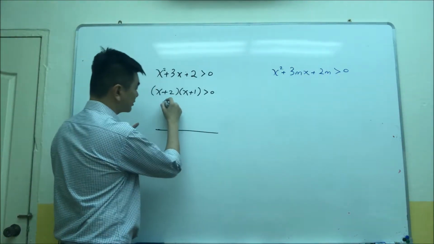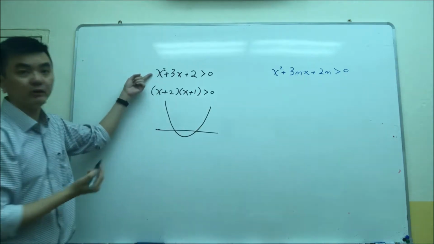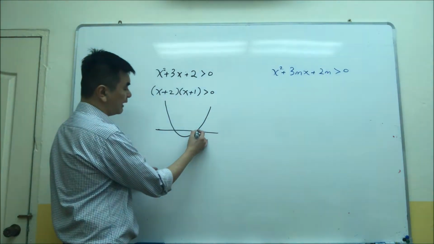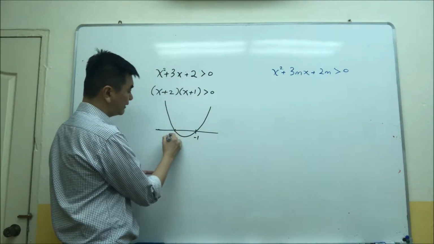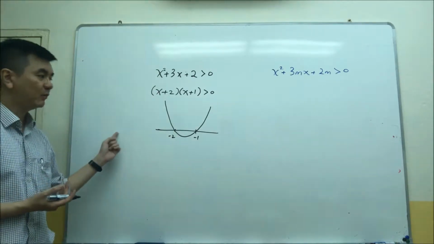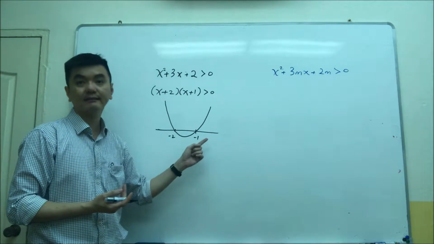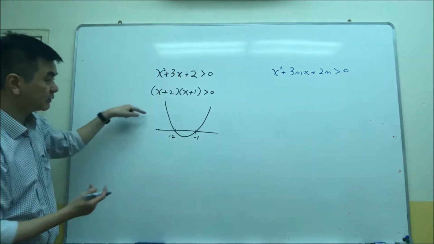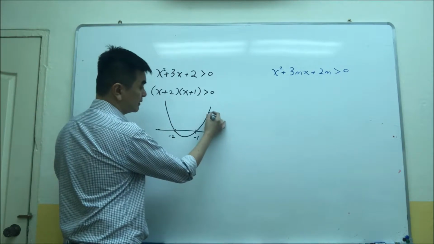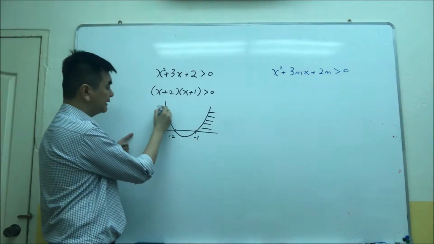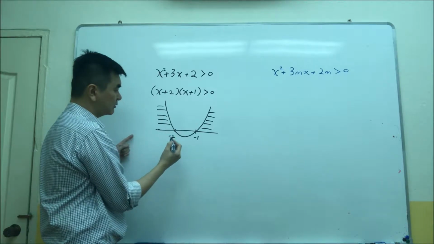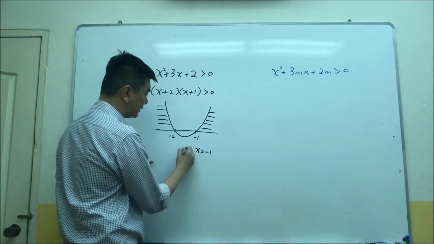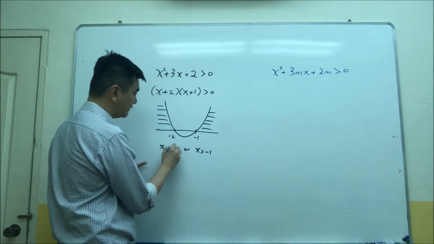So in this case, I have a quadratic curve which is a smile because my coefficient of x squared is positive. And the two critical points are minus 1 and minus 2 because these are the 2 points where the curve cuts the x-axis. So we are looking for the areas that are more than 0, which is above the x-axis. So I'm looking at this region and this region as well. So to satisfy this inequality, my x would be more than minus 1 or my x would be less than minus 2.